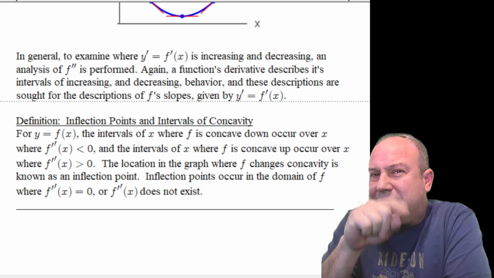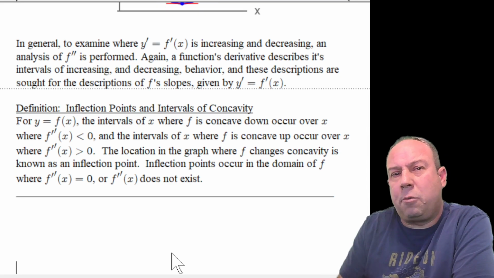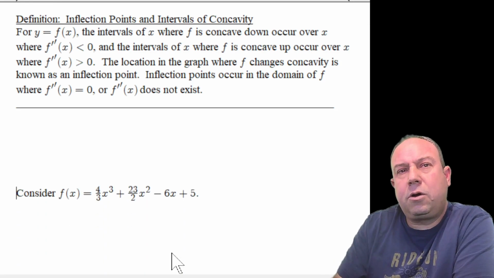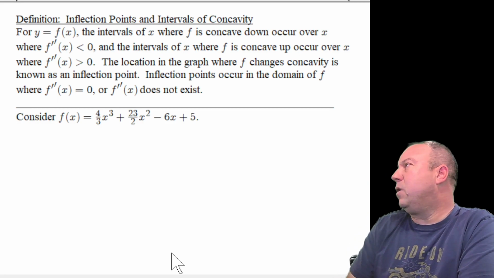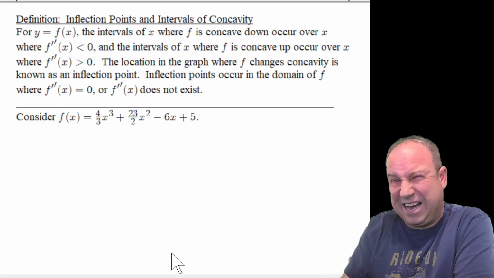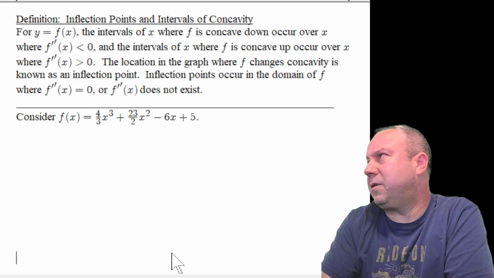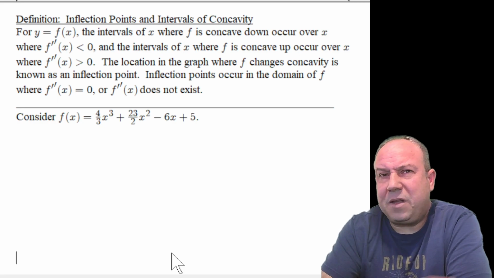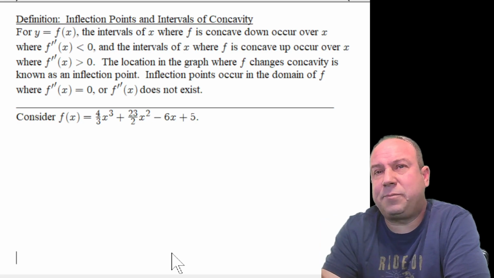So let's look at a couple of cases here for concavity. The first case is polynomial functions. We see concavity in polynomial functions for any degree greater than 1, second degree and beyond, quadratics and beyond. So here, consider this third degree polynomial: 4/3 x cubed plus 23/2 x squared minus 6x plus 5.